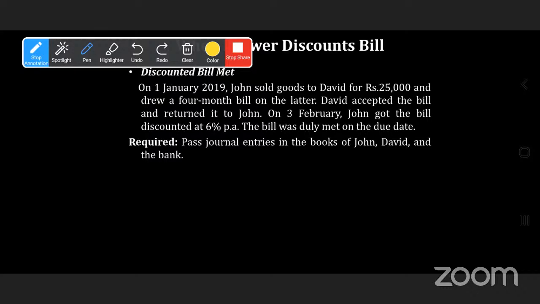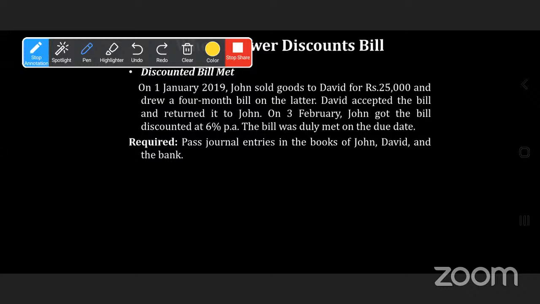So John has discounted the bill with the bank. In the books of John, you may make the entry as bank account debit, discount account debit, to bills receivable account. But in the books of David, you need not pass any entry. But you have to pass the entry that the bill is met.